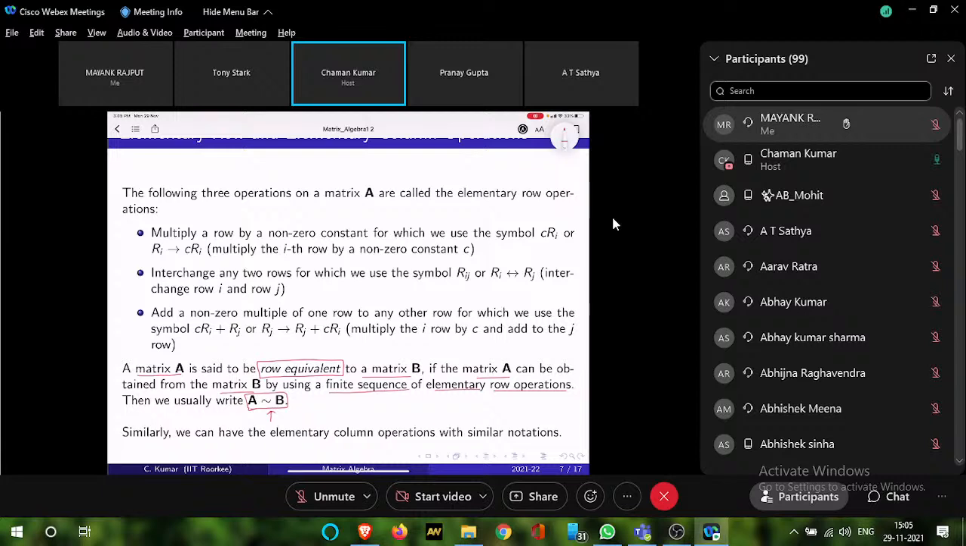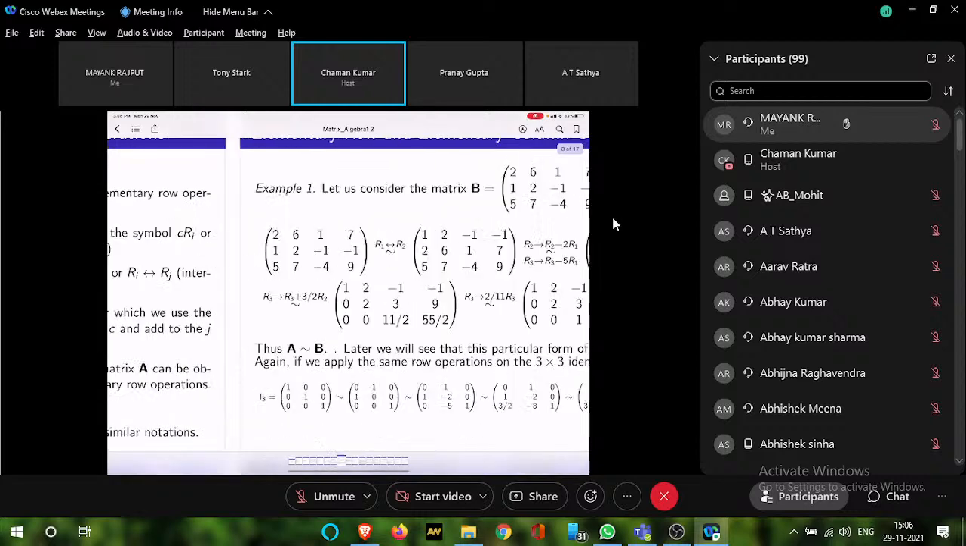You can do the same thing with the column operations as well. In that case, the two matrices are said to be column equivalent. Okay, so this is what is written. We can have the elementary column operations with similar notations. Okay, now let us consider an example of row equivalence matrices.